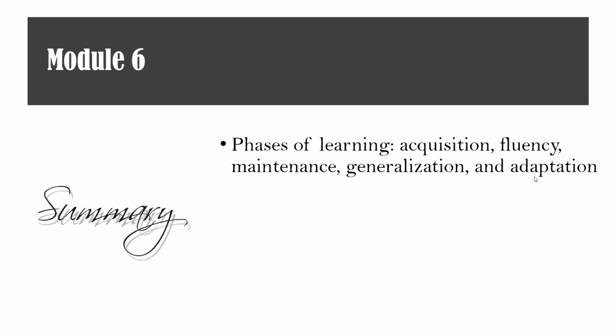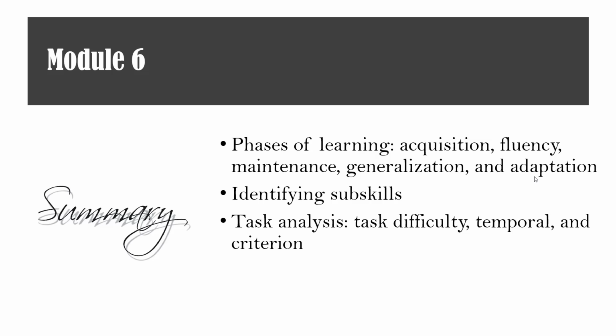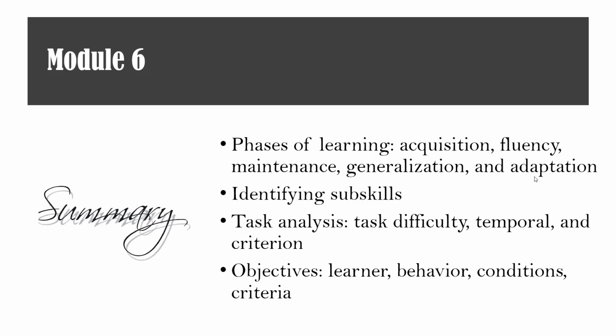All right, so to summarize, we talked about phases of learning: acquisition, fluency, maintenance, generalization, and adaptation. We talked about identifying sub-skills and developing that task analysis. We talked about ways to teach the task analysis, task difficulty, so teach the easy step first and then the more difficult one, and then the temporal aspects of it, so making sure they go in order temporally. And then the criterion or the fluency part of it, making sure that they can engage in the behavior up until fluency. And then we talked about objectives. For an objective to be complete, you need to have the learner, the behavior, the conditions, and the criteria in there. And then make sure that your criteria, you can actually measure it and it's practical.